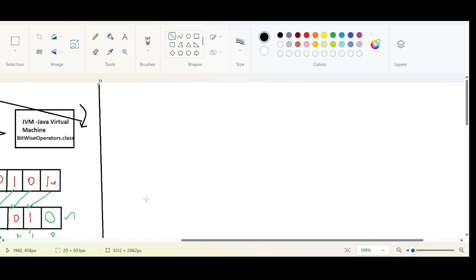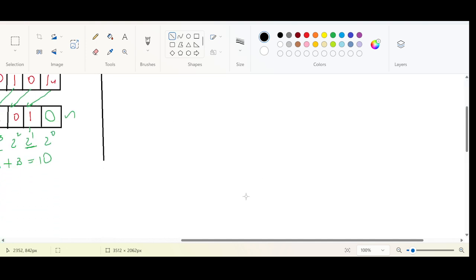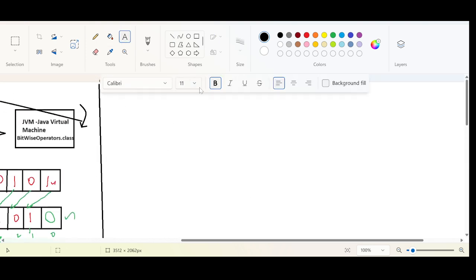Now the next thing is we will discuss the right shift operator. The right shift operator is going to behave a little weirdly. It is one of the bitwise operators. The symbol for the right shift operator is what? Just the opposite of the left shift operator. So it is going to be like this: two angular brackets, two sequential greater than symbols.